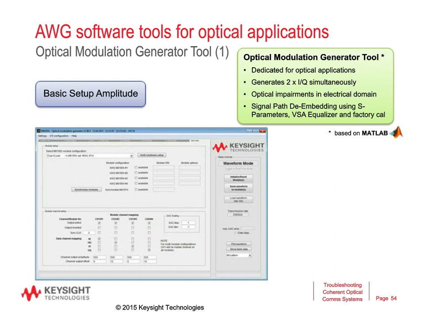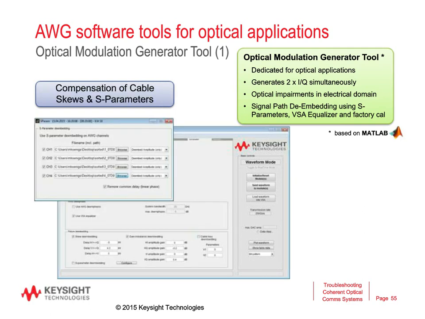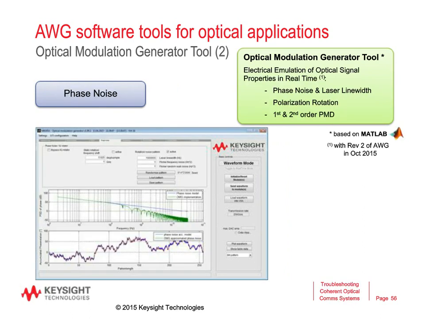It's possible to select the electrical channel 1 to 4 and assign them to an optical horizontal I, horizontal Q, as well as we are able to compensate cable and skews in this screen here. So this picture allows us to add S parameter files for each individual signal path.